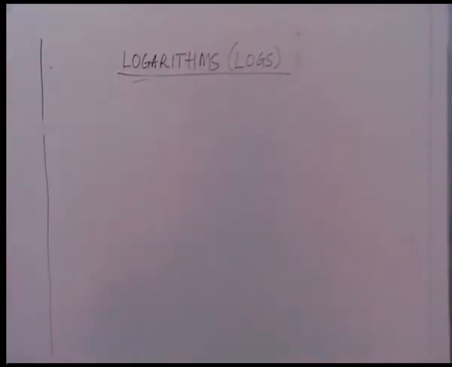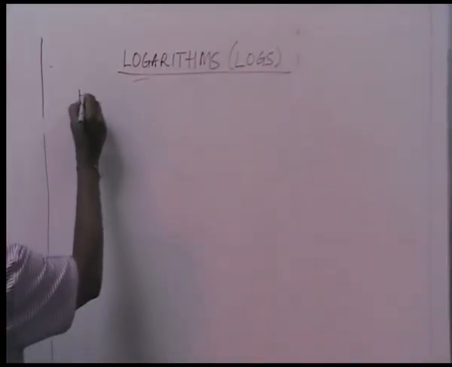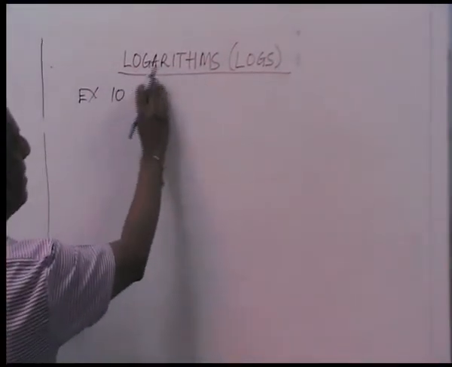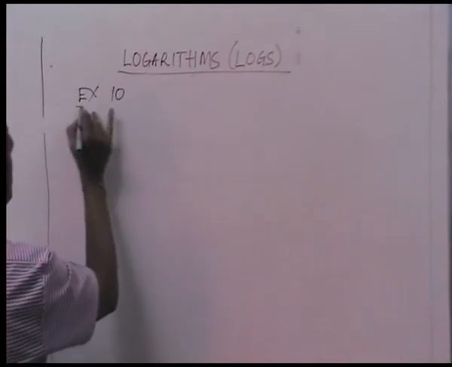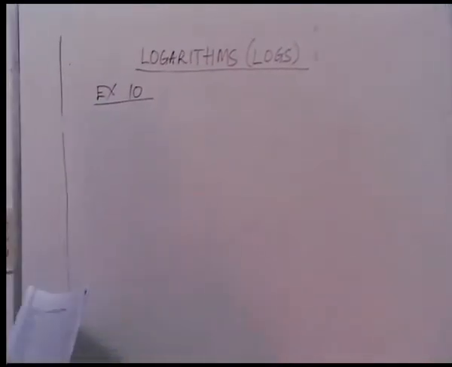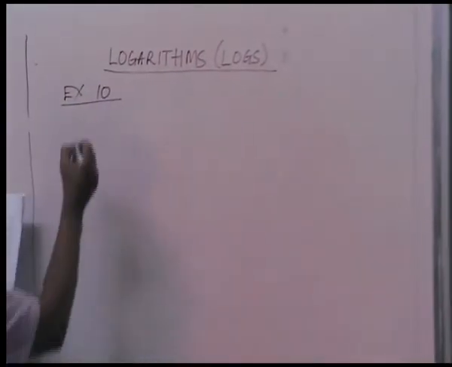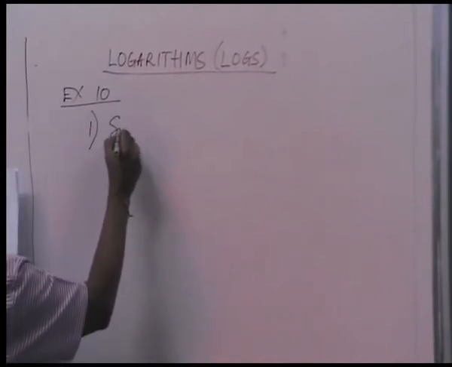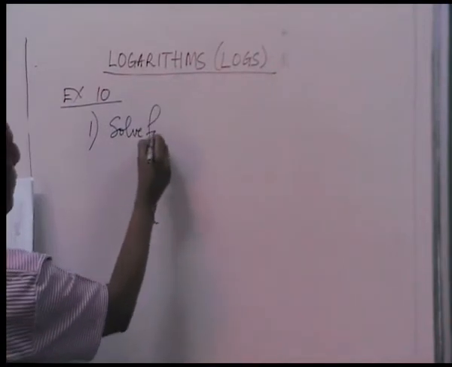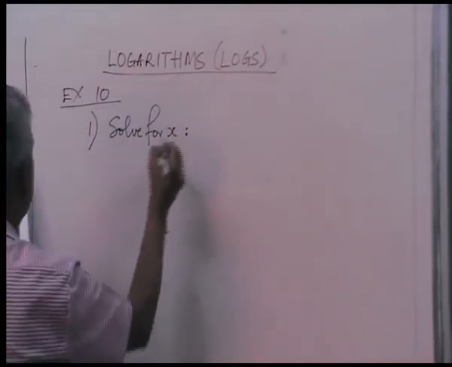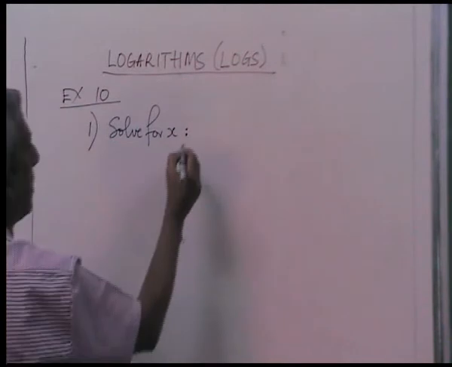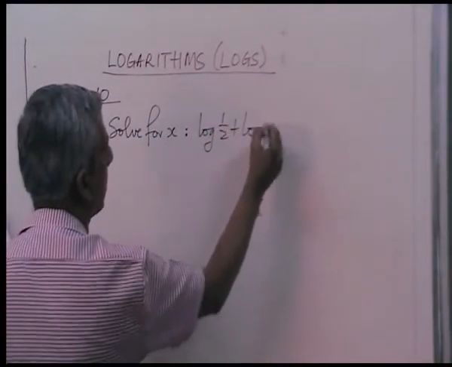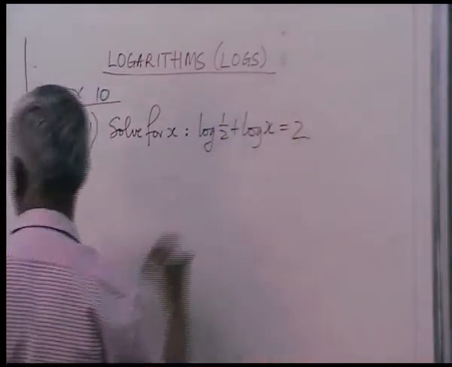What we're going to do now is give you a mixed exercise. We're going to call it exercise 10. It's going to be a mixed exercise, and you may have to do whatever each question requires. So here is question 1. You're required to solve for x. And you are told that log of half plus log of x is equal to 2.